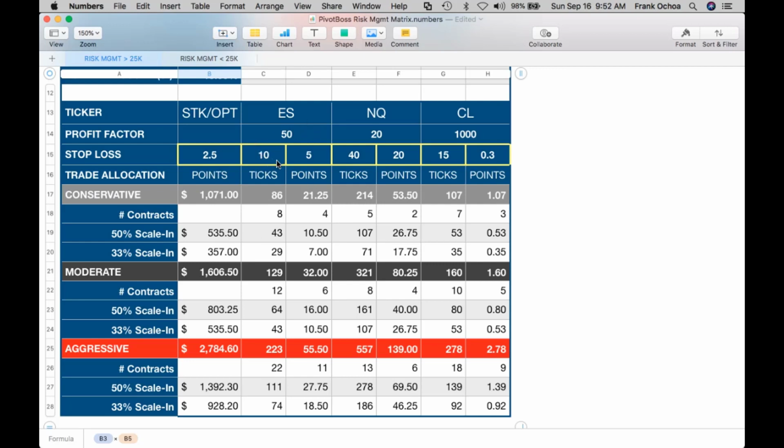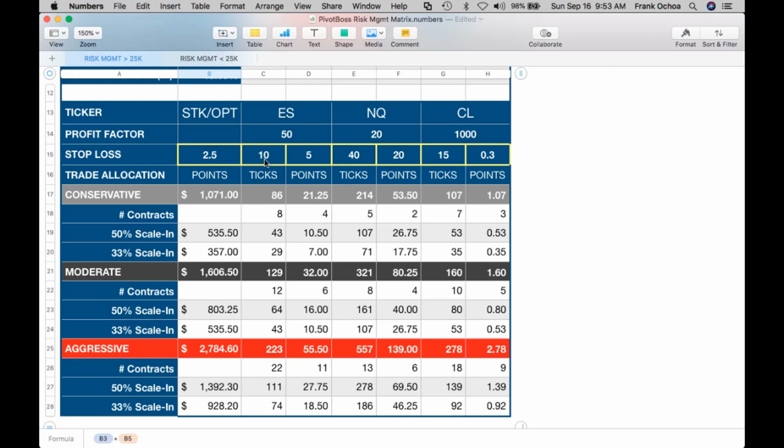With the ES over here, it's showing you ticks and points. So these are your stop loss over here. If you have a 10-tick stop loss in the ES, that's 2.5 points. You can risk 86 ticks total if you're going to risk $1,000.71, right? That means you can risk a total of 8 contracts at that amount. Now, if you want to scale half and half, then you can risk 43 ticks on the first half, scale in, and 43 on the second. 43 times 2 gives you 86, so 86 divided by 2 is 43. 86 divided by 3 gives you 29. And so you can risk 29 ticks per scale on a 1/3 basis, 33% scaling. So it's giving you all the numbers you need.